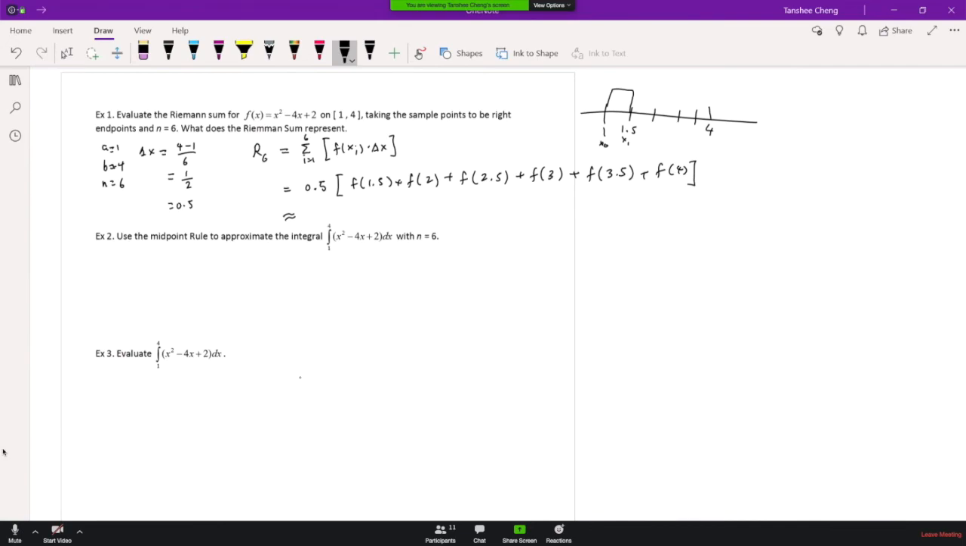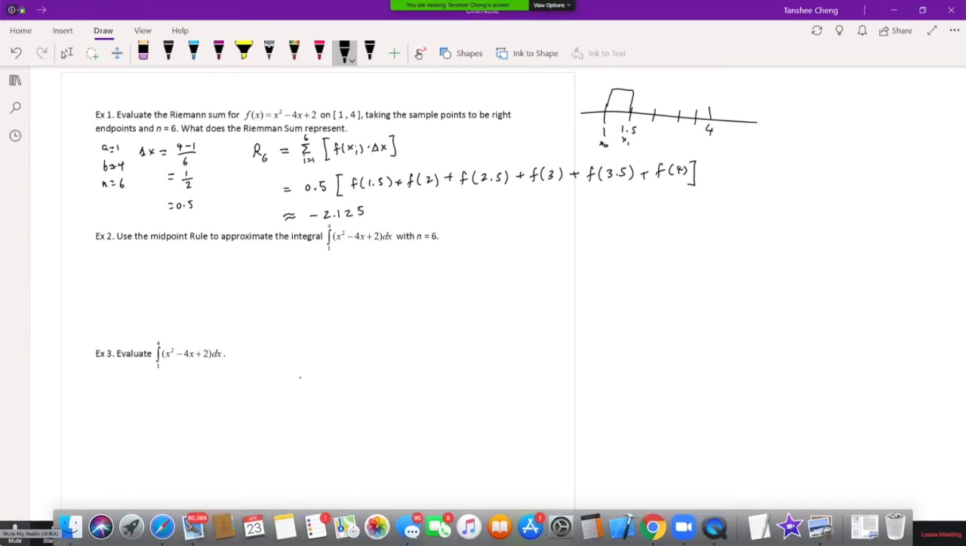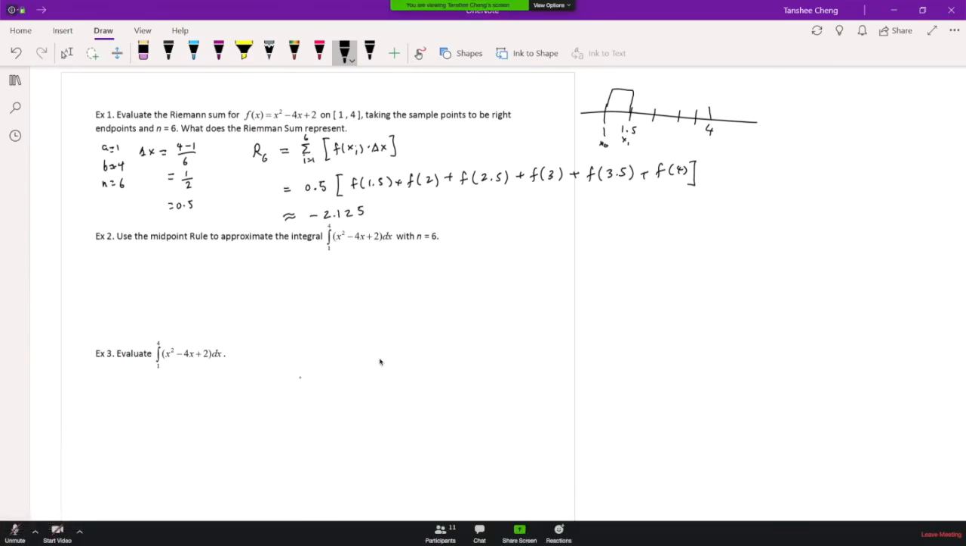So, anybody get the number yet? I got negative 2.125, but I did it kind of fast. Negative 2.125. Approximations. Can someone confirm? Yeah, I got the same. Okay. So, let's take a look at this. We don't need to blindly accept our answer.